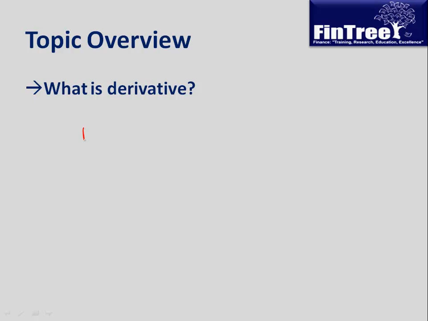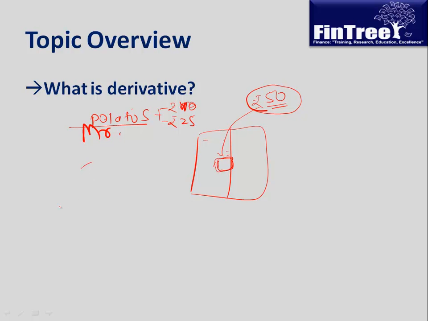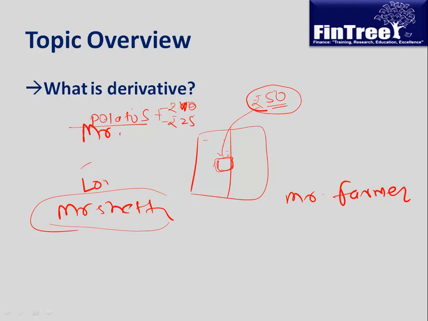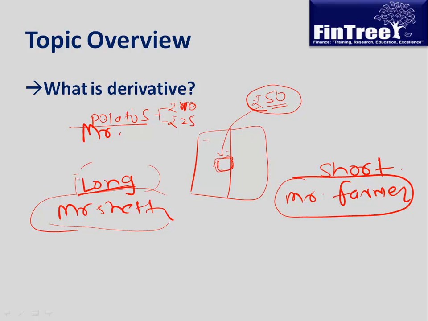In this case we had Mr. Shetty, and we had Mr. Farmer. Now the party which says that it intends to buy in future is said to be long on the derivative. And the party that says that it intends to sell in future is said to be short on the contract. So Mr. Shetty is long because he promises to buy potatoes, and Mr. Farmer is short because he promises to sell potatoes.